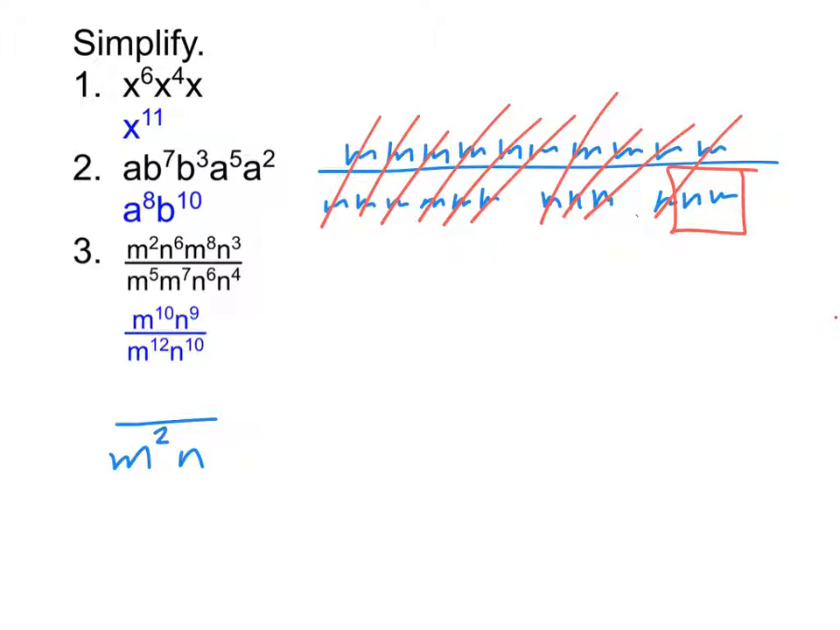Now, if I did all that, I now have some weird-looking fraction with nothing over m squared n. We do have to have something on the top. What is always on the top? 1. And so that's what we're looking at for our final answer.